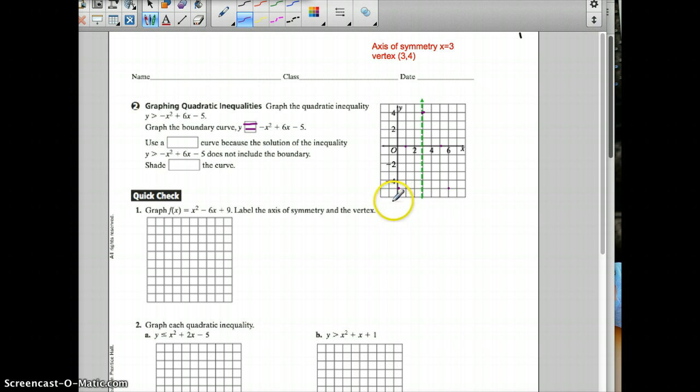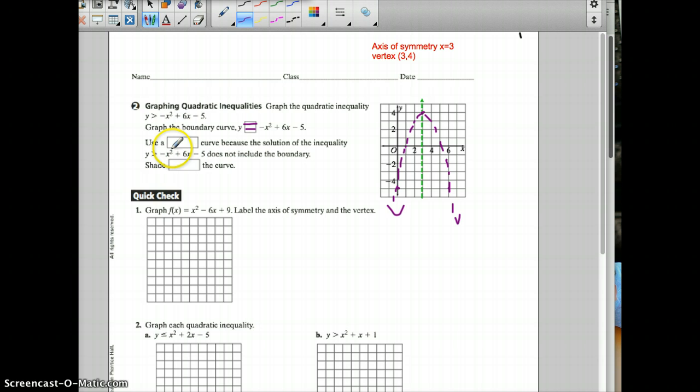Now I'm going to make this line a dotted line, because notice it's not equal to, it's just a greater than symbol. I'm having a hard time drawing this dotted line, I apologize. If it were greater than or equal to, then I could use a solid line, but because I don't have that underline underneath in my inequality, the boundary line for my parabola is going to have to be dotted.